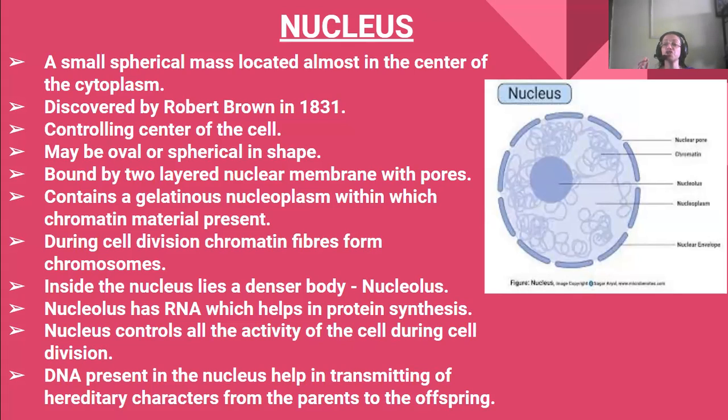They are the structures which help in transmitting hereditary characters from the parent to the offspring. So these chromatin fibers, which later on during cell division become chromosomes, what do they contain? They contain DNA. What is the full form of DNA? DNA is deoxyribonucleic acid, an acid which helps in transmitting the hereditary character from the parents to the offspring.